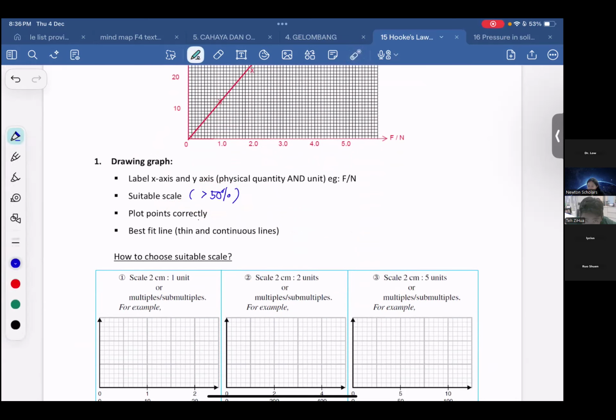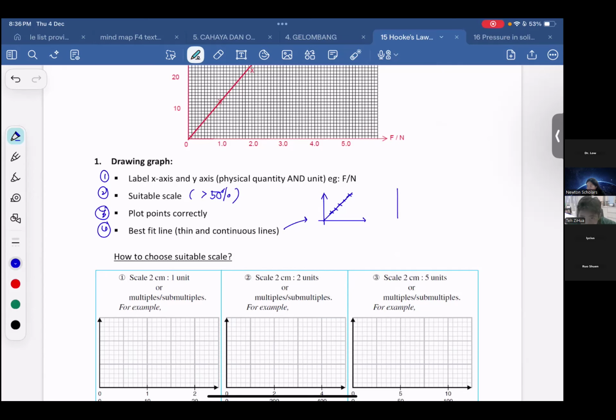Then we will check the 5 points, whether you plot at the correct position or not. And the last one, we will check 4 marks for your graph: 1, 2, 3, and 4. The last mark is whether your graph line is a best fit line or not. How do we consider a best fit line? If all the points are touching, that one is perfect.